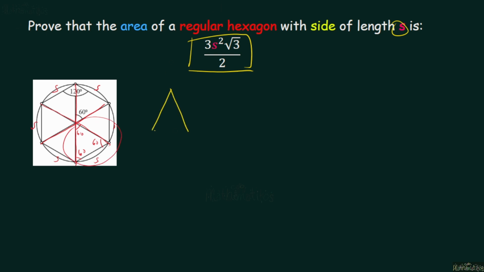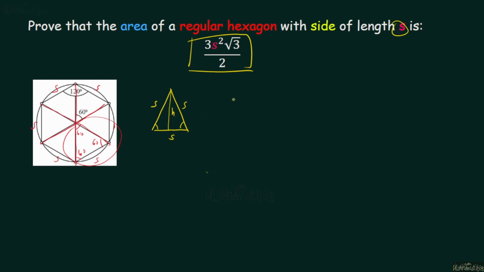so we have S. So this must be S because this is an equilateral triangle, and also S here. So to find the area of this triangle, we have to find the height first.